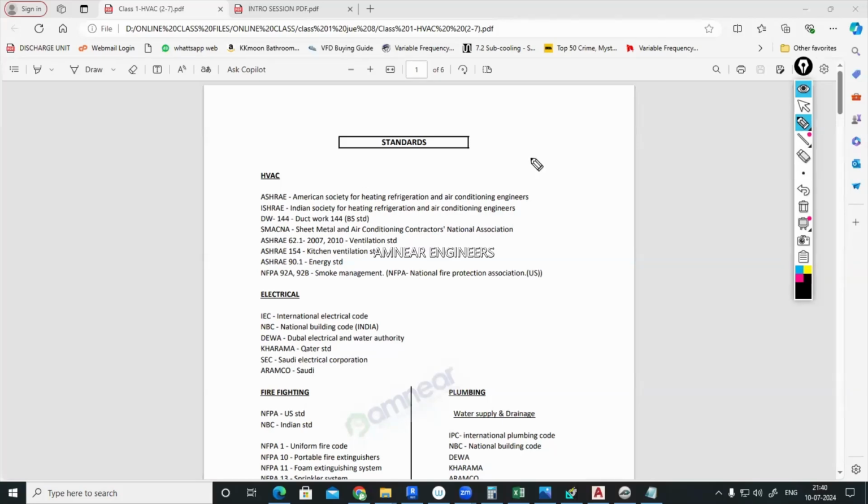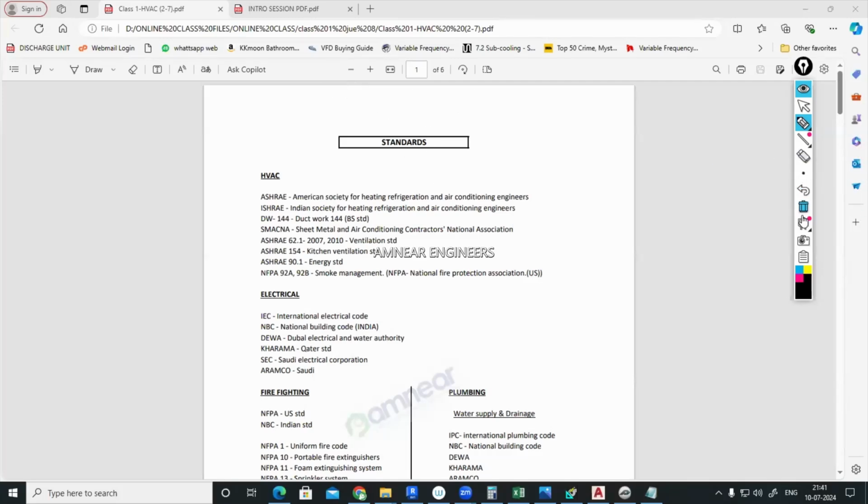Okay, everyone. Under MEP, mechanical, electrical, plumbing: below mechanical we have two services, heating, ventilation, and air conditioning, plus fire fighting. Below electrical we have lighting circuit, power, data, PA system, fire alarm, CCTV, solar, UPS. All those come under electrical. Below plumbing we have water supply, drainage, and irrigation as well. We will be starting with HVAC only, and initially we will discuss standards.